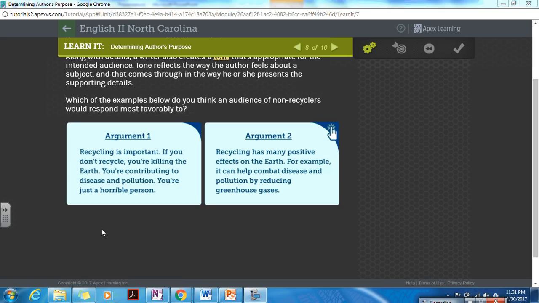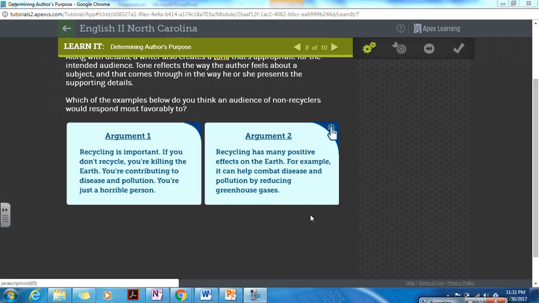So argument 1: recycling is important. If you don't recycle, you're killing the earth. You're contributing to disease and pollution. You're just a horrible person. Now, if I don't recycle, I'd be like, whoa, why are you attacking me? So I'm not even going to really reflect on your argument, because it's already put me in a bad mood.